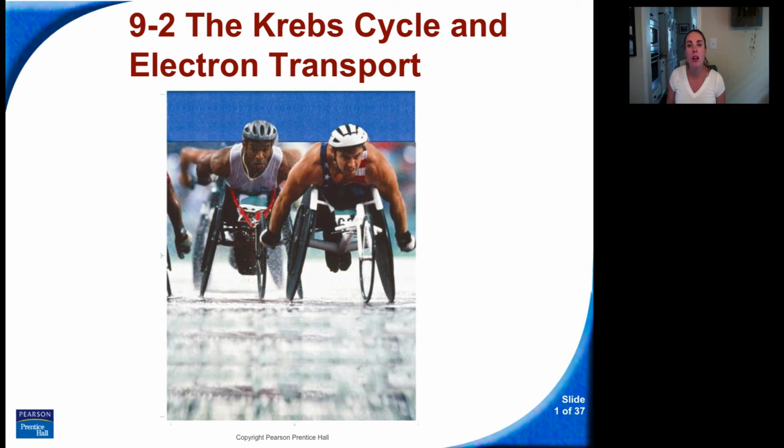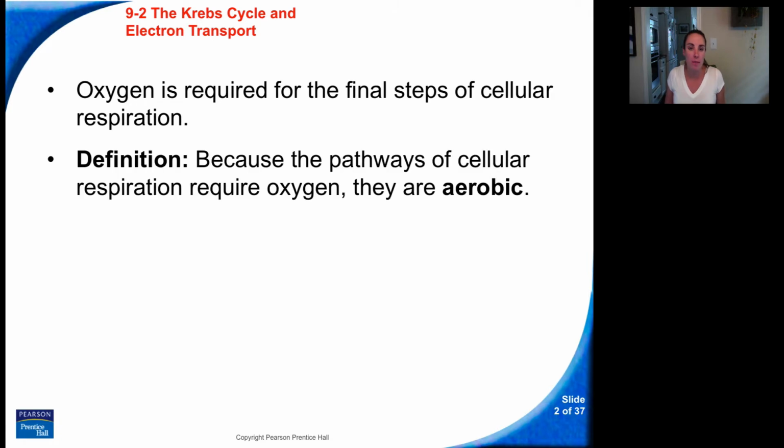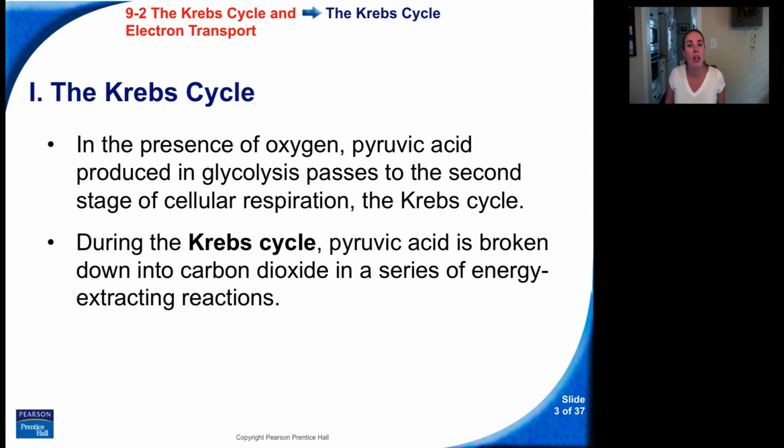Hi, so today we're going to talk about the Krebs cycle and electron transport chain, part of cellular respiration. So oxygen is required for the final steps of cellular respiration, and because the pathways of cellular respiration require oxygen, they are called aerobic. So the first step after glycolysis, if oxygen is present, pyruvic acid goes to the Krebs cycle, okay? It is passed to the second stage of cellular respiration.